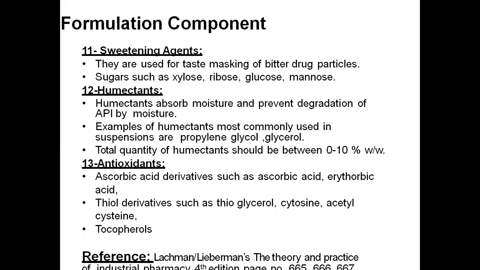Then sweetening agents, we are also using sweetening agents. They are used for taste masking of bitter drug particles, sugars such as xylose, ribose, glucose, mannose. Sweetening agents we also use for the bitter taste. Humectants absorb moisture and prevent degradation of API by moisture. Examples of humectants most commonly used in suspension are propylene glycol, glycerol. Total quantity of humectants should be between 0 to 10%.